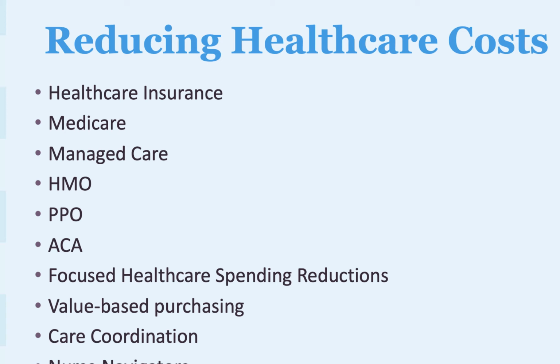So now they're moving on to the focused healthcare spending reductions. The thought in this is, what are the 4 top areas that if we could reduce all 4 of them overall, it would probably provide us with the greatest impact of reduction in total costs?